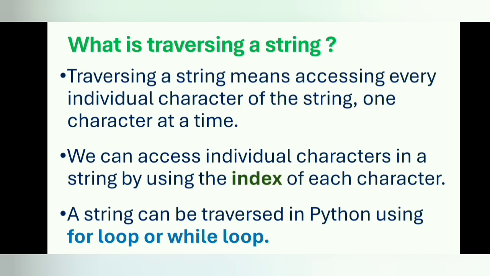What is traversing a string? Traversing a string means accessing every individual character of the string, one character at a time. We can access individual characters in a string by using the index of each character. Usually we start at the first character and continue until the end of the string. A string can be traversed in Python using for loop or while loop.